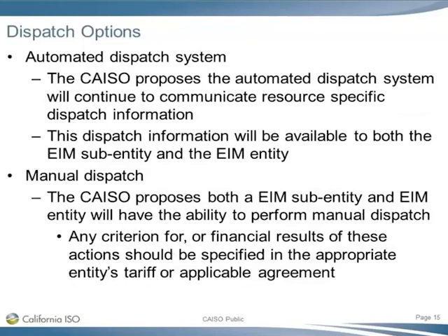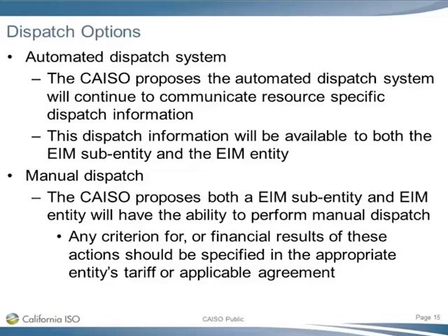For dispatch options, we have two different tranches here. The first would be how the automated dispatch system works. The CAISO proposes the automated dispatch system will continue to communicate resource-specific dispatch information. This information will be available to both the EIM subentity as well as the EIM entity itself. Regarding manual dispatch, the CAISO proposes both an EIM subentity and an EIM entity will have the ability to perform manual dispatch. Again, any criterion for or financial results of these actions should be specified in the appropriate entity's tariff or applicable agreements.